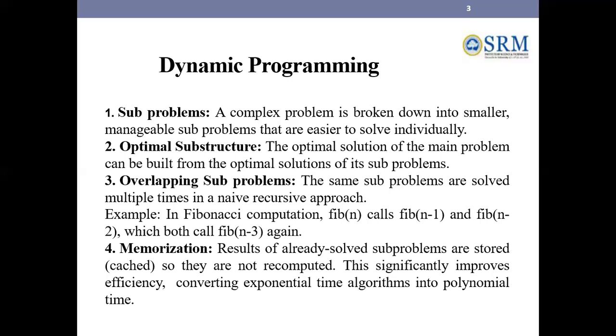So exponential means 2 power n. That takes more time. That can be converted into polynomial, n square, n cube. So 2 power n computational complexity, exponential complexity, is reduced to polynomial, n square, n cube. That is the advantage of dynamic programming.